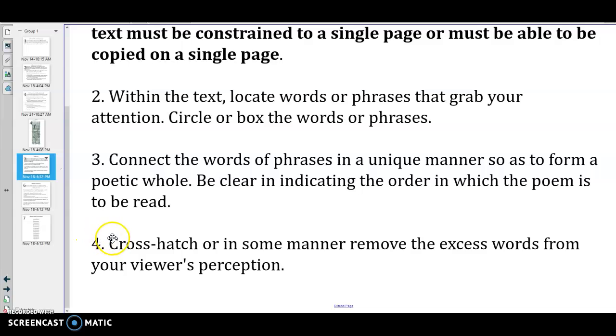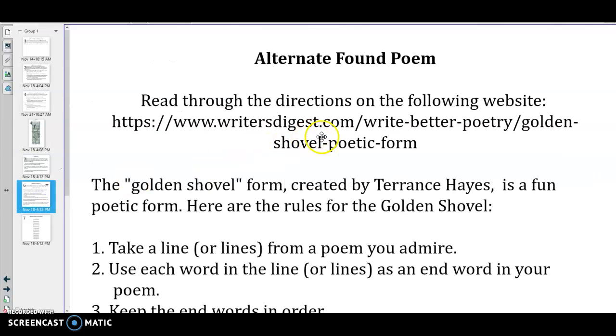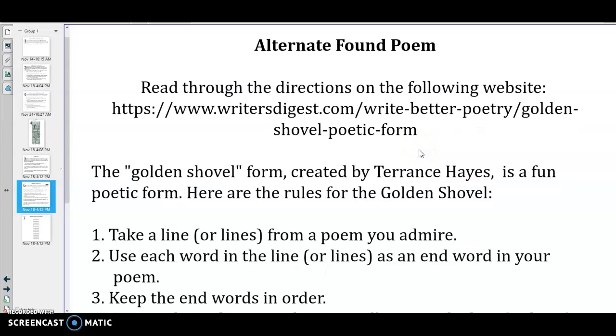The other type of found poem, and this one's brand new to me, Mr. Laurie shared this with me earlier this semester, so I'm going to share it with you guys. It's called an alternate found poem, and if you look at this website here, www.writersdigest.com/writebetterpoetry/golden. It's called the Golden Shovel Poetic Form. If you just Google that, you'll probably find this, or you can copy and paste that URL in.